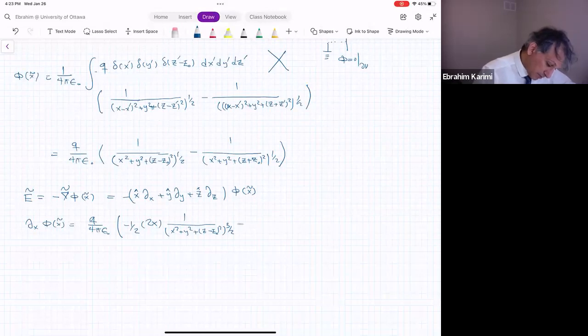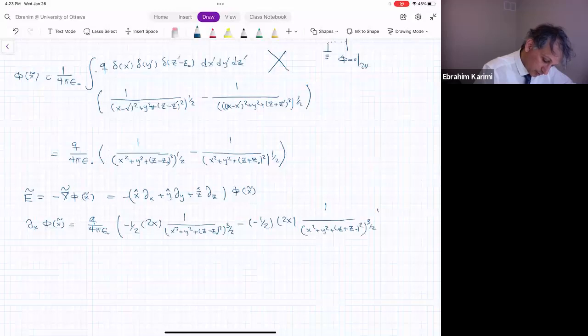And the second term will be minus by itself, and then I have minus 1/2 again, multiplied by 2x. Then that will be 1 divided by (x squared plus y squared plus (z plus z0) to the power of 2) to the power of 3 divided by 2. A little bit simplifying this equation, the 2 goes away. Then I have minus q divided by 4 pi epsilon naught. X also can be factored out. Well, let's not factor it out for the time being.